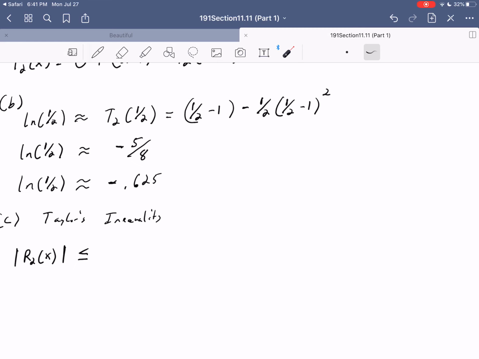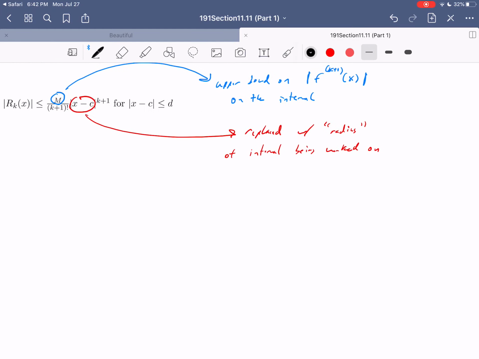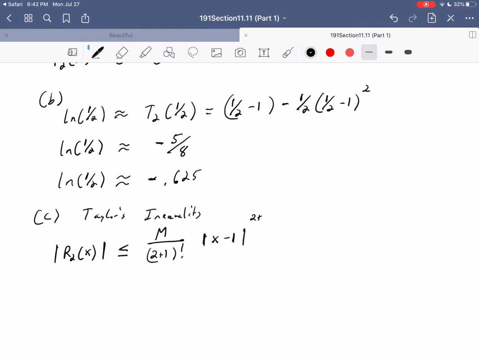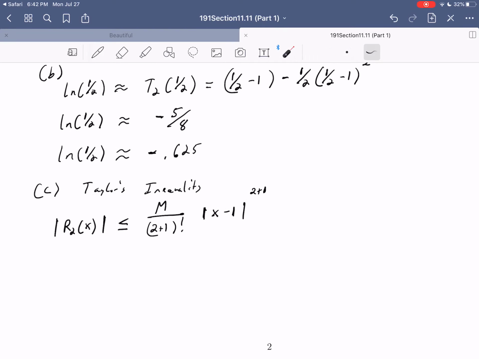So that means we're going to have less than or equal to M over 2 plus 1 factorial, and then absolute value of x minus 1, because our center is at 1 here, and then the exponent is also k plus 1. So we have 2 plus 1 up there. So that's the basic form of Taylor's inequality.